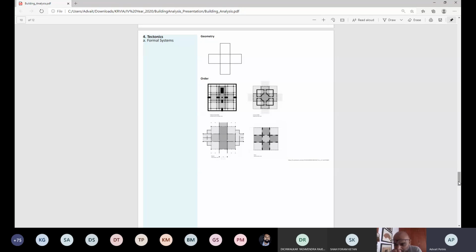So formal system is that you are looking at the building and you are understanding how the architect has arrived at the form of the building. We talked about the program, we talked about the plan, but the formal manifestation is important, and that is the formal tectonics: the basic geometry, the underlying geometry, the hidden order or the apparent order. That is what you need to display here.